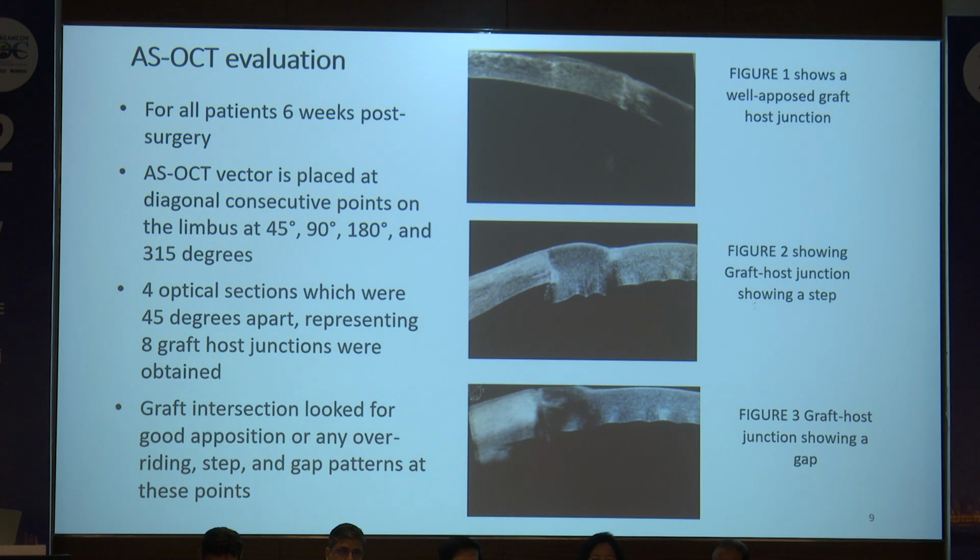This is the AIOC2022 evaluation. At 6 weeks, AIOC2022 vector was placed at 4 diagonal points: 45 degree, 90 degree, 180 degree, and 315 degrees. And 4 optical sections were studied 45 degrees apart, and 8 junctions were studied. And we looked for overriding step and gap. Figure 1 shows a well-opposed graft host junction. Figure 2 shows a graft host junction with a step, and figure 3 is showing a gap at the junction.